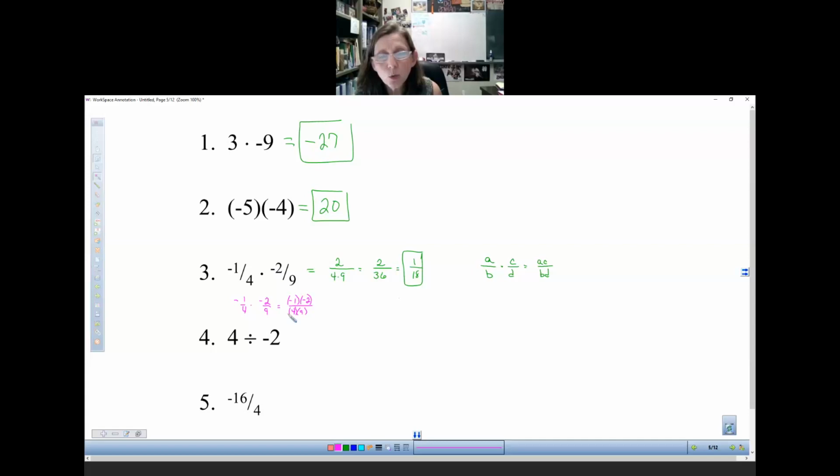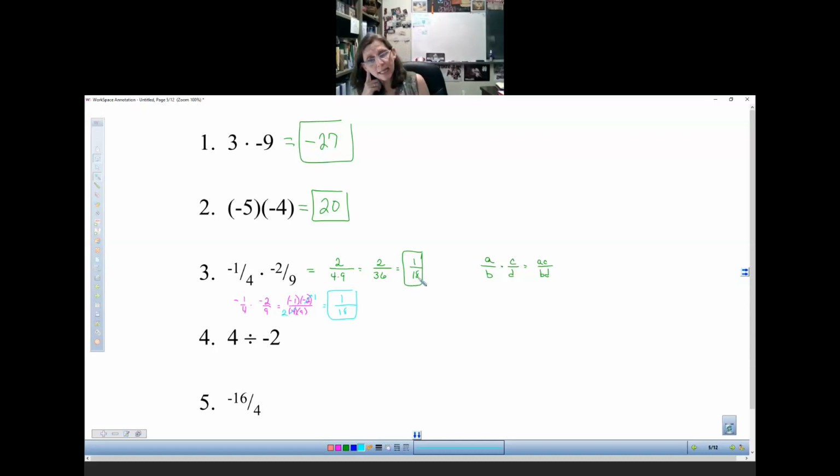If anything will simplify, I can actually simplify it here. The negative and negative are going to give me a positive, but 2 divides into 2 one time, and 2 divides into 4 2 times. And so now I have negative 1 times negative 1 is going to be a positive 1. And 2 times 9 is going to be 18. And so I have 1/18, and I get the same thing either way. So it's just a way to simplify along the way if you want to. If you don't, that's perfectly fine. You can simplify at the end.